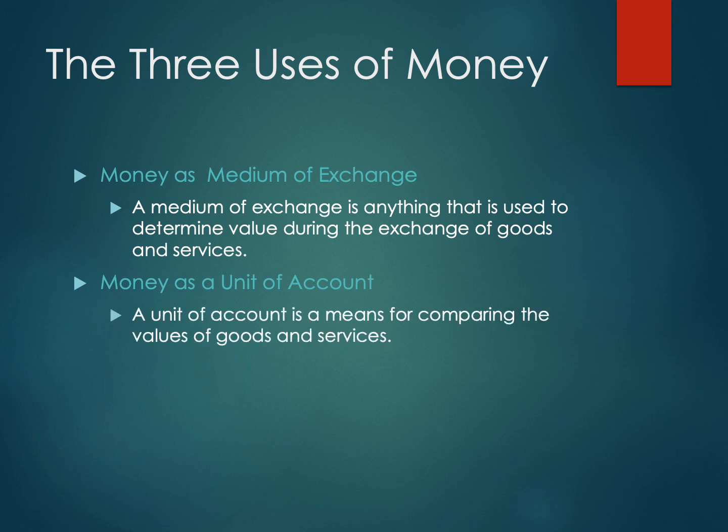Money is a unit of account. A unit of account is a means of comparing the values of goods and services. If you go to the store to buy that same shirt and you find that it costs $30, and you understand that at a previous store that you visited it was $25, you understand that in one case it is more expensive than the other.